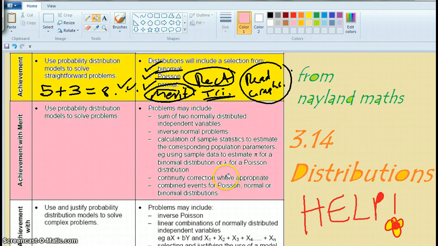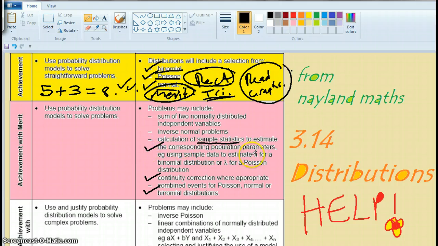Hard to read, sorry. Okay. There's a whole lot more for merit, a whole lot comes into it. Continuity correction is merit. Combining Poisson normal and binomial is merit. Calculation of sample statistics to estimate the corresponding population parameters, e.g. using sample data to estimate pi for binomial and lambda for Poisson.